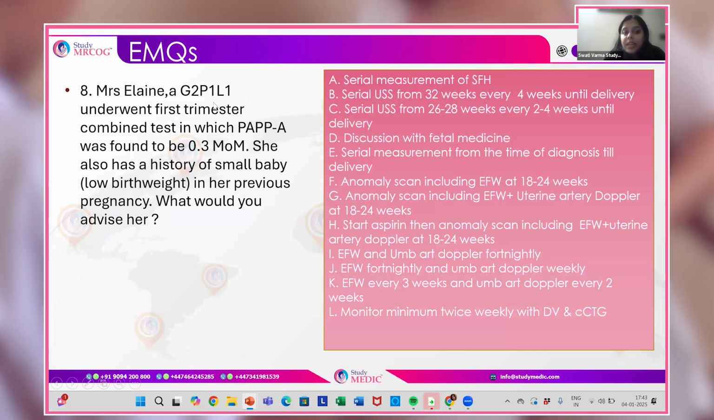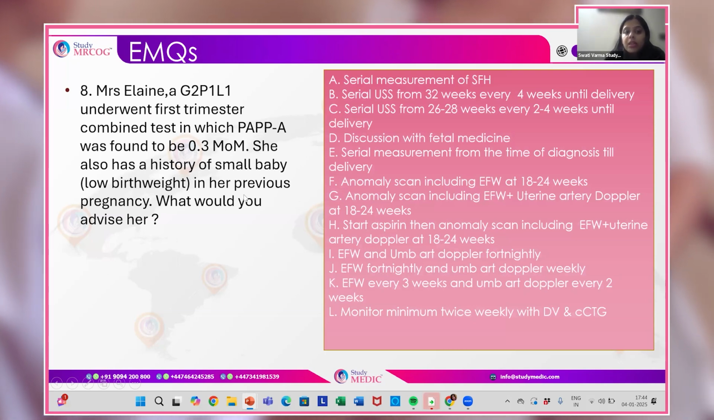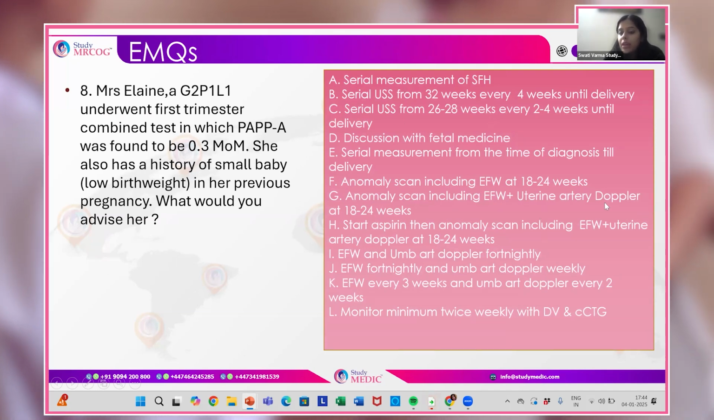Mrs. Elaine, Gravida 2, underwent first trimester combined test. PAPP-A was found to be 0.3 MoM. She also has a history of small baby in her previous pregnancy. What would you advise her? Now here we know low PAPP-A is now a high risk factor. So we have to offer her EFW and uterine artery Doppler at 18 to 24 weeks.